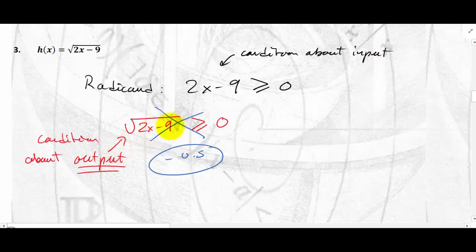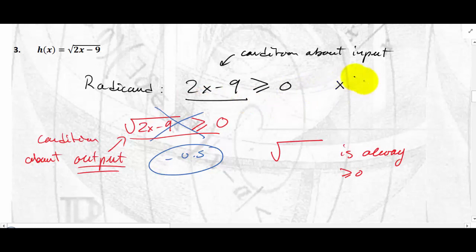The second reason is, by definition, a square root is always positive or equal to 0, so you're not saying anything here. All right, so here's the condition right here. How do you solve that? Well, this is super easy. x is above 9/2. In interval notation, the domain of H is 9/2 and above. Here we go.